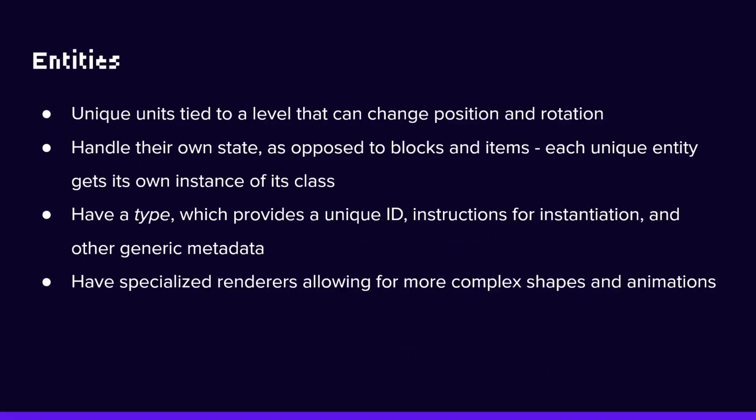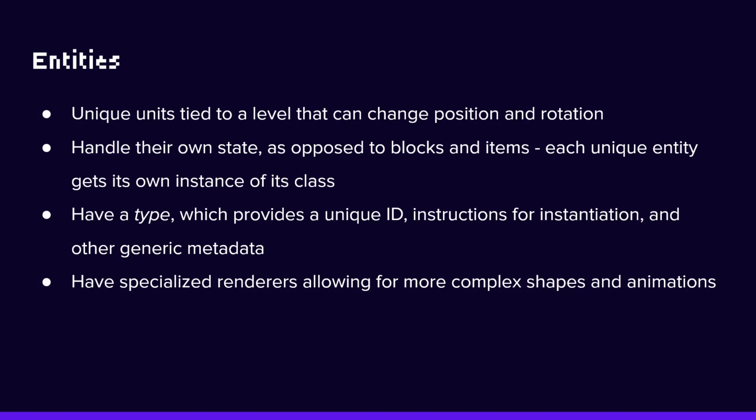So first, we're going to do a little overview of what entities are and what they do in Minecraft. Entities are unique units that are tied to a level. They can change their position and rotation. So things like pigs, armor stands, item frames, anything that's not a block or item that exists in the world and moves around. They don't always move necessarily, but they can exist outside the context of a block.